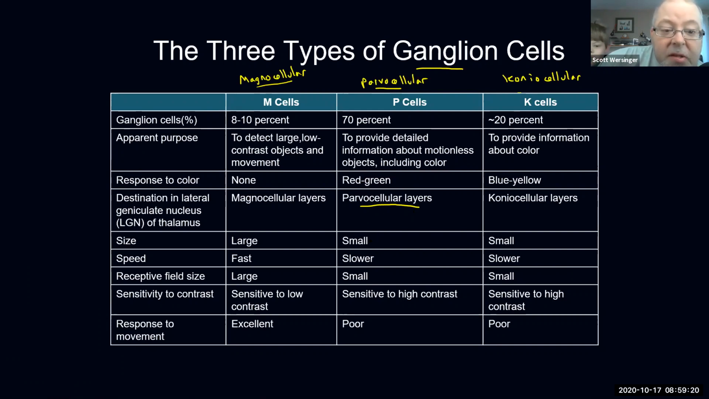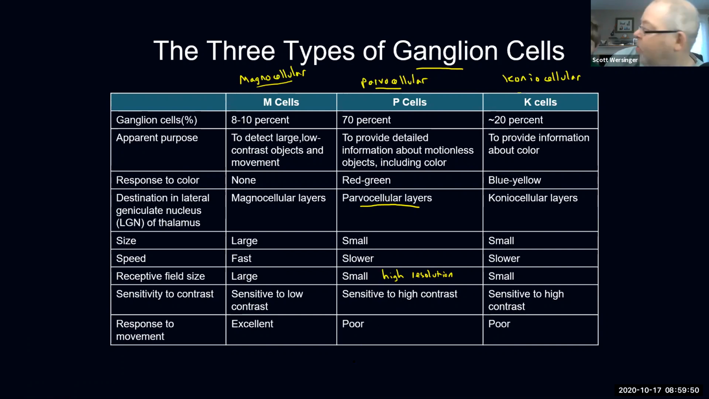These are small cells. These are slow in terms of transduction and processing. These have a small receptive field size. Small receptive field means low sensitivity, but high resolution. That's good. That's going to help us see objects. Sensitive to high contrast, and these respond poorly to movement.